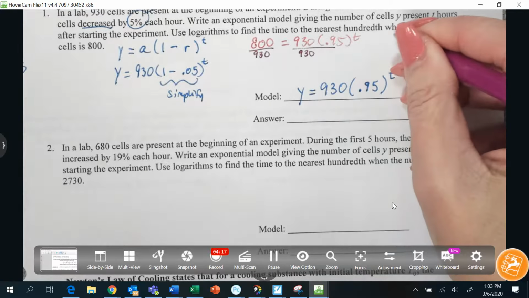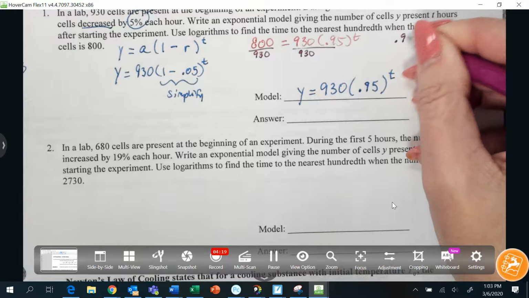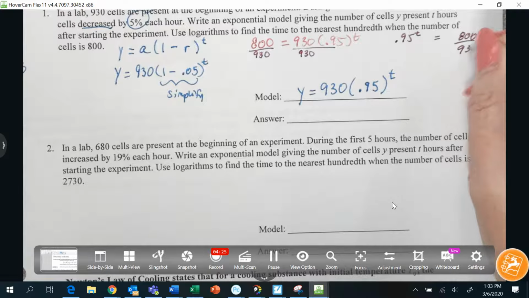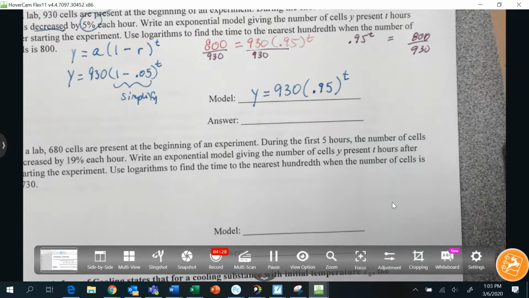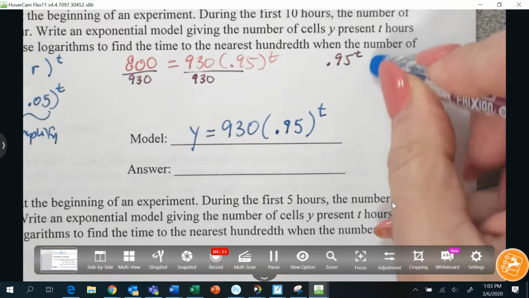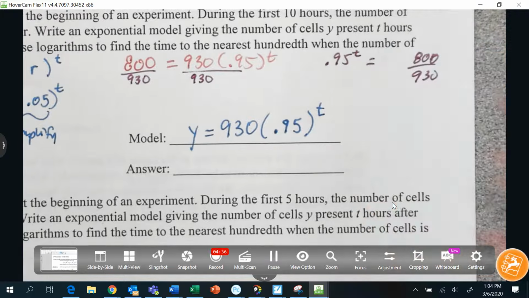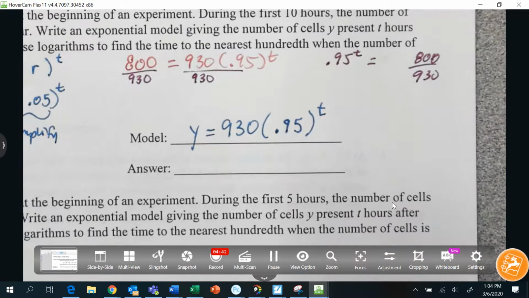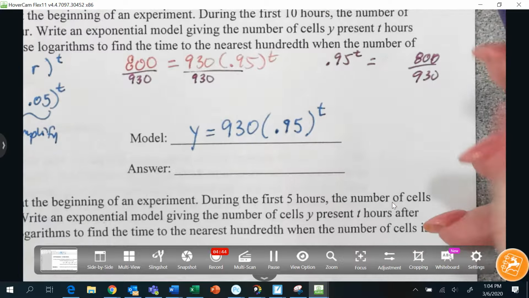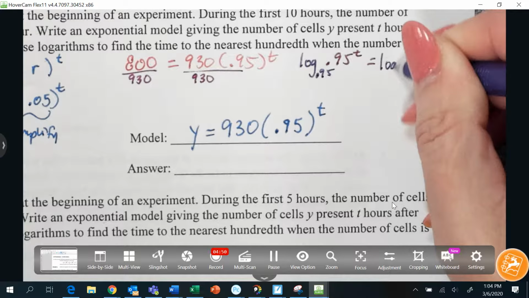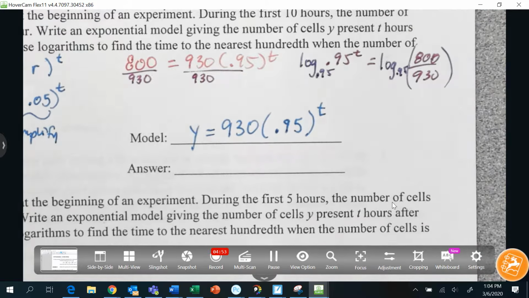After we do that, I now have 0.95 to the t equals 800 over 930. That's what I have. I've got 0.95 to the t equals 800 over 930. How am I going to get rid of 0.95 to the t? 0.95 is a base. Log base 0.95 to both sides. And that you're going to use your calculator for.